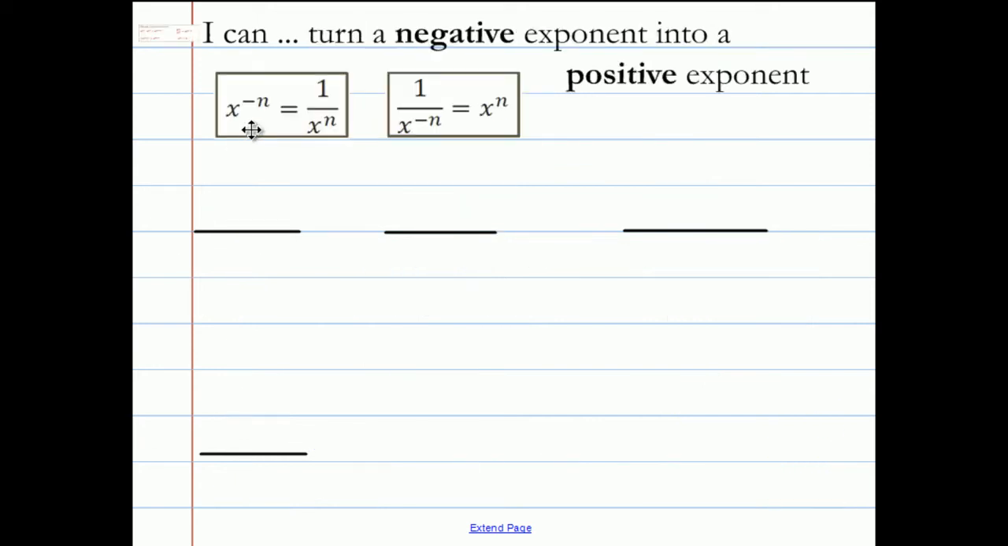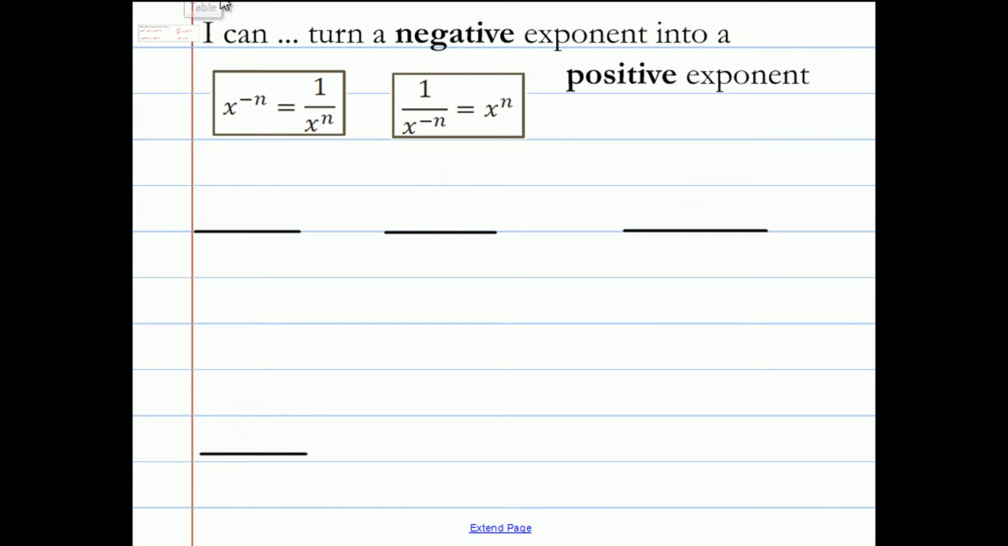You need to be able to apply these two rules that aren't given on your formula sheet in order to turn negative exponents into positive ones. If you have a number with a negative exponent upstairs, you can move it downstairs, but you have to switch the sign on just the exponent. Similarly, if you have a number with a negative exponent downstairs, you can move it upstairs, but you also have to change the sign on just the exponent.